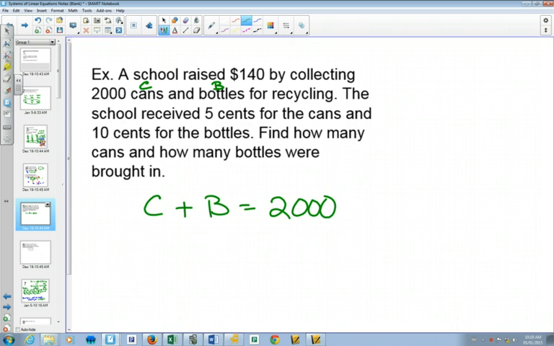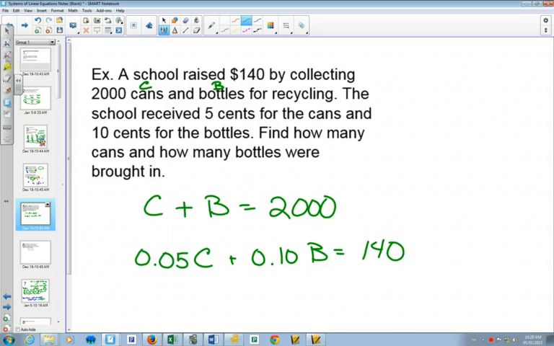Now, if you raised $140 and cans are 5 cents and bottles are 10 cents, how do we write that as an equation? $0.05C, because you get 5 cents for every can, plus I'm going to write 10. You wouldn't have to write the 10, but since we're thinking of 10 cents, does that make sense that I'll write 0.10 just to have that there? B, and that whole thing has to add up to $140. So those are our two equations.